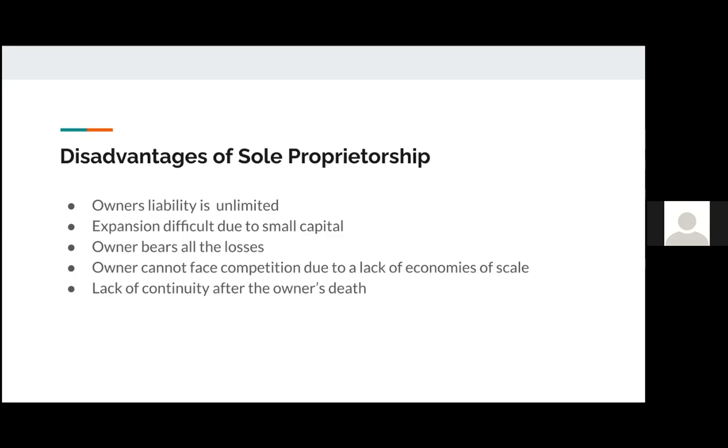Because it's a one-man business and we said, lack of access to huge amounts of capital and that it would be most likely a small business, the owner can't then face competition with bigger firms because there'll be a lack of economies of scale. And finally, there's a lack of continuity after the owner's death. If the owner should die, essentially, there's a low chance that the business will continue after that.